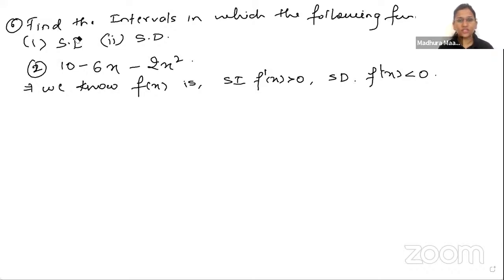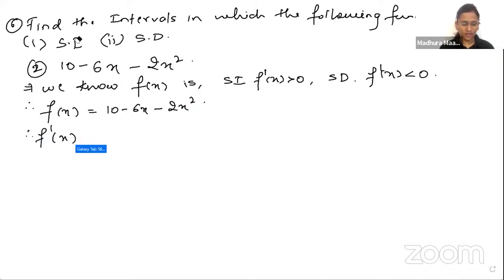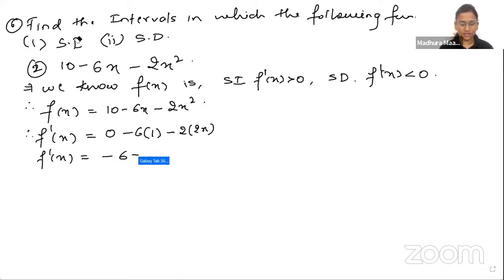For this, first we need f dash. So first, write your function as f of x. You can see they have not labeled it, and whenever it is not labeled, you have to label it. Let this be f of x. Differentiating with respect to x, f dash of x: the derivative of 10 will be 0, minus 6 as it is, x gives 1, and this is 2x. Solving further, this is nothing but minus 6 minus 4x.